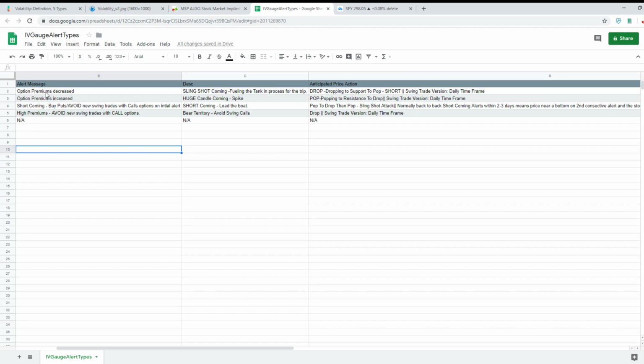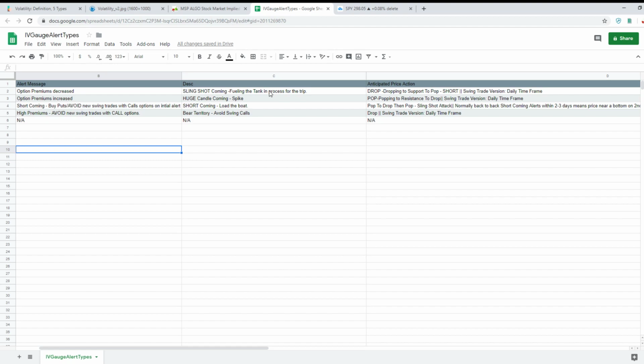So when I was talking about the options premium decrease, option premiums increased, and then we have other type alerts. Okay, so when the option premiums decrease, this is warning that there's going to be a slingshot coming. It says fueling the tank in process for the trip. So normally this means this is at the preparation stage before the slingshot alert.